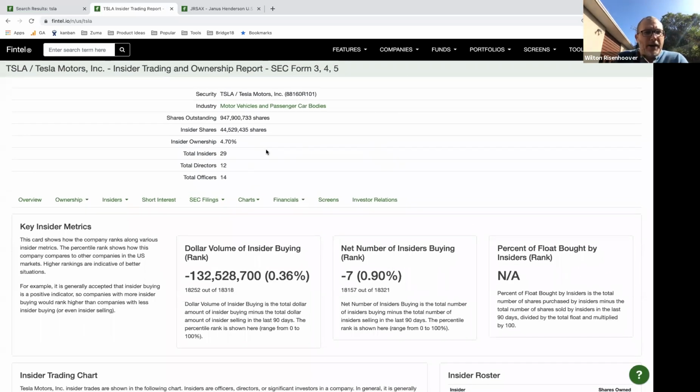So here is the Tesla Motors insider trading report.